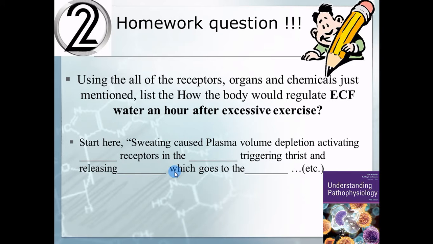And then where do those hormones, chemicals go? So where do the chemicals go? And what do they do to help you replenish that? I'm trying to help remind you of a feedback loop.